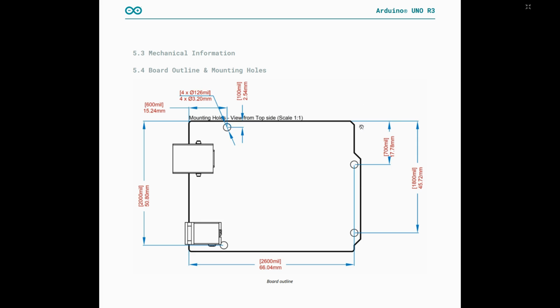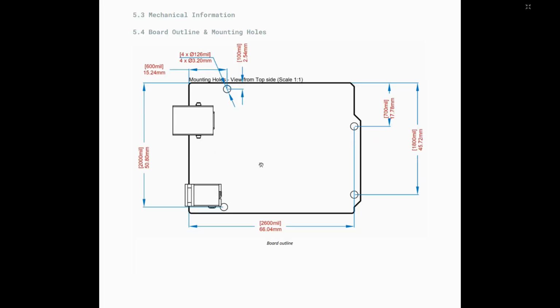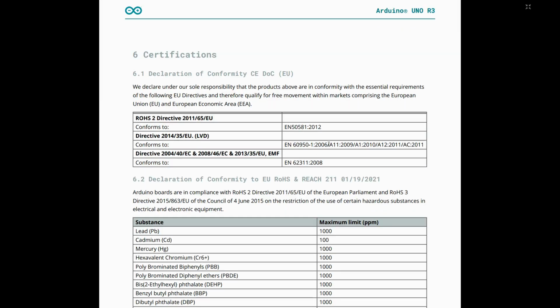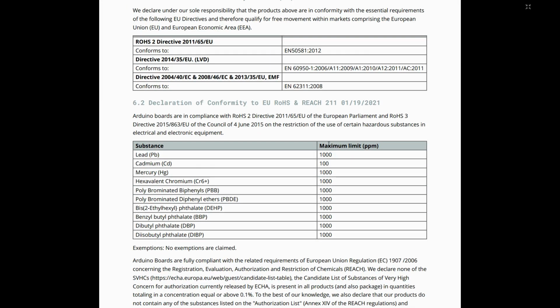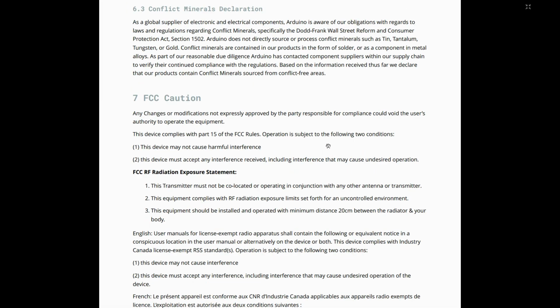If you move down, this is the mechanical information about the board that is mostly related to the dimensions of the board, that will help you if you are going to design your own PCB, or you are going to use this Arduino board in your current design. So mechanical dimensions will help you to fit your Arduino Uno in your project. So these are the certifications. We are least concerned with this.